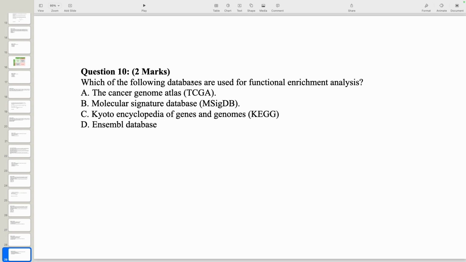So there are few databases where you can find either the RNA-seq data or mostly the enrichment analysis data. So which of the databases is where you can find such data for functional enrichment analysis? These databases have already certain information about whether these genes are differentially expressed or not. So we compare our data with their data as well to make sure whether it is correct or not.